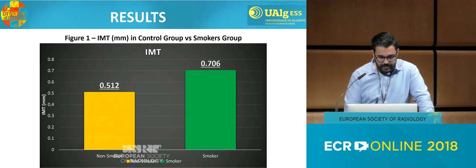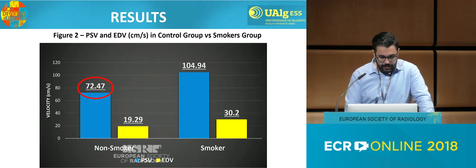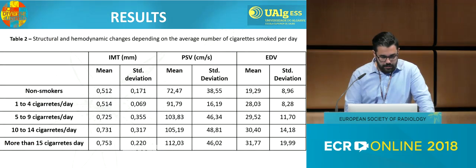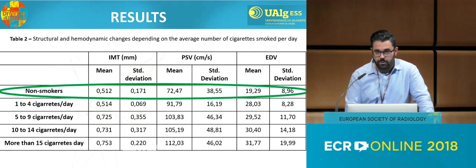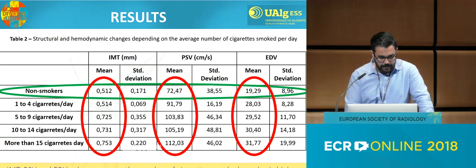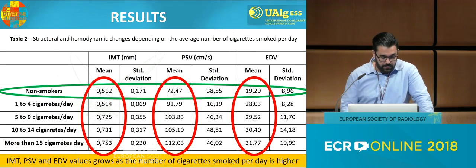As results, we can see here that the IMT on the non-smoker population was 0.512, and in the smoker population, 0.706. Here are the results on the PSV and the EDV, where we can see that the smoker populations got higher hemodynamic values. Here is a table that summarizes the structural and hemodynamic changes depending on the average number of cigarettes smoked per day. Here is the control group, the non-smokers, and as we can see, the IMT, PSV, and EDV values rose as the number of cigarettes smoked per day is higher.